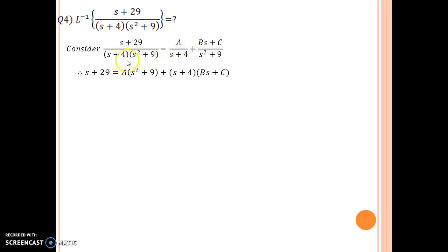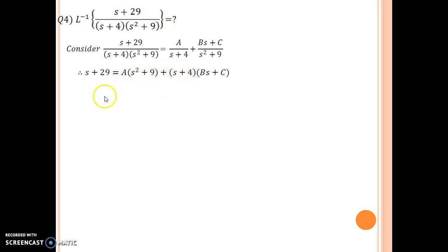So what will happen is that s plus 4 gets cancelled, so the remaining term with A is s square plus 9. Similarly, s square plus 9 gets cancelled and the remaining term with Bs plus C is s plus 4. Now in order to find these coefficients A, B and C, you can do one thing here. You can randomly substitute values for s. So you can choose values.